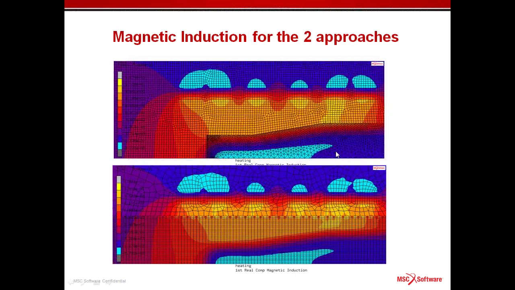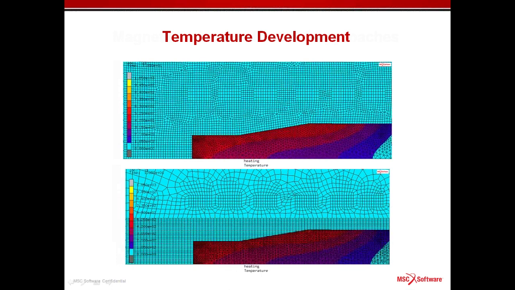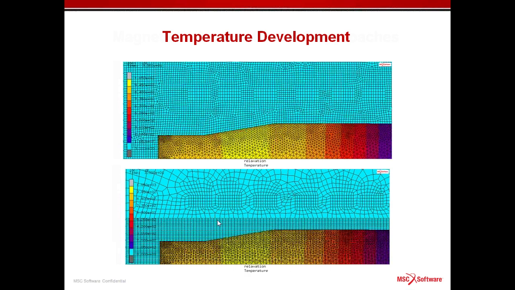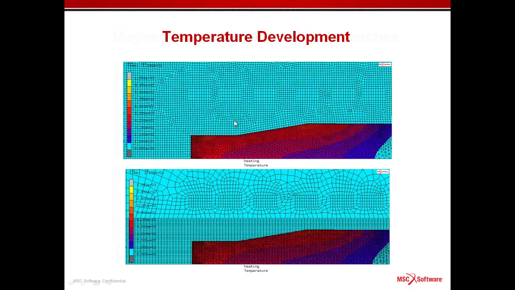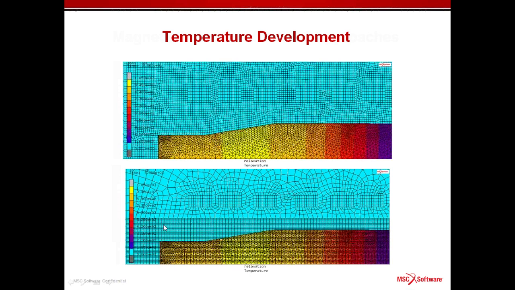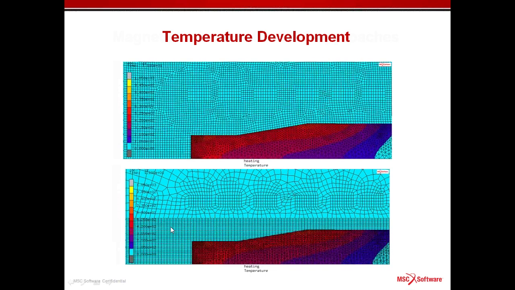If we look at the magnetic induction between these 2 mechanisms, this is using the single mesh approach. This is using the dual mesh approach. Here we don't see a fine outline of the billet, but the induction is the same. And if we look at the temperature distribution, you can see that the temperature distribution is the same. Here you see the air is being continuously remeshed. Here the air is not being remeshed.